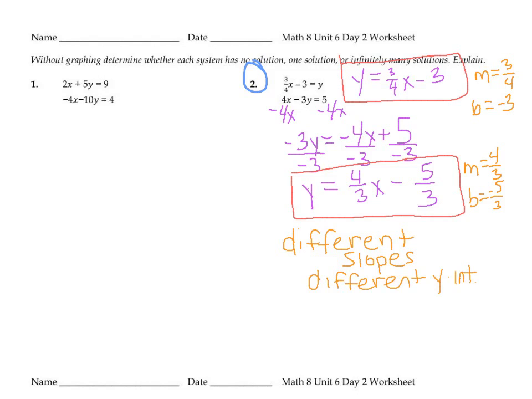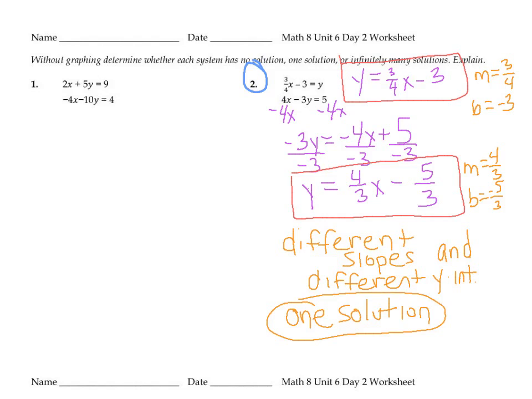So now we have to figure out if we have no solution, one solution, or infinitely many solutions. And because we have different slopes and different y-intercepts, that means that we're going to only have one solution, because that is going to show us that the graphs of these two lines are going to intersect, which gives us one solution when we have different slopes and different y-intercepts.